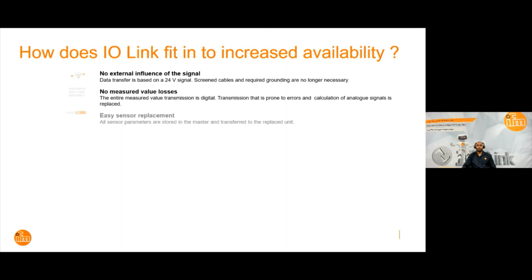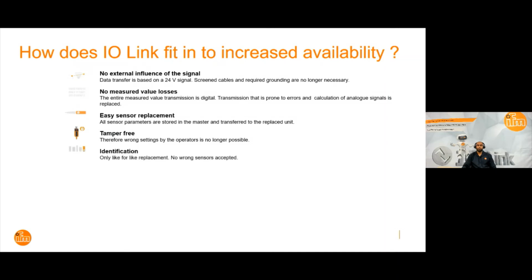Then we have easy sensor replacement. All parameters are stored on the IO-Link master and are automatically transferred when the unit is changed out. This obviously saves time during a breakdown. It's tamper-free. Inputting incorrect settings is now impossible. Another feature is identification. So only like-for-like sensors can be replaced. So now you cannot make the mistake of putting an incorrect sensor in for the desired application. Then we have wire break detection and diagnostics. So now predictive data, and faults like short circuits, can be immediately detected.